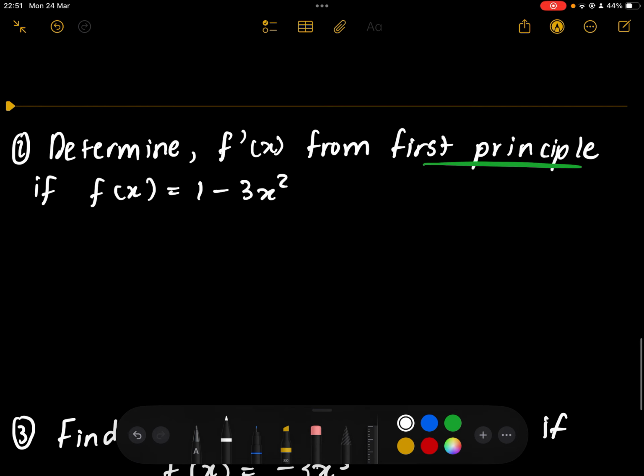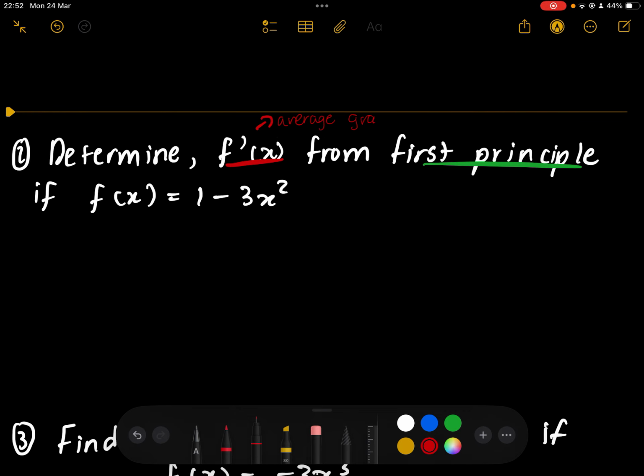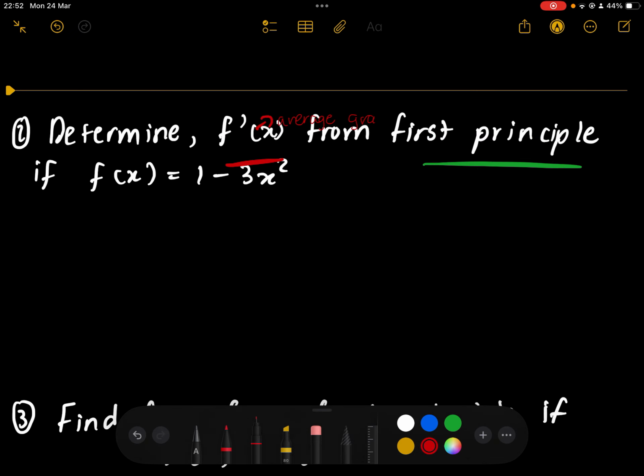So here, when they say determine f prime, they mean that we also have to determine the average gradient. So it's a matter of a gradient. We're still determining the average gradient using the first principle. It's the average. So from the first principle, it's the same thing.